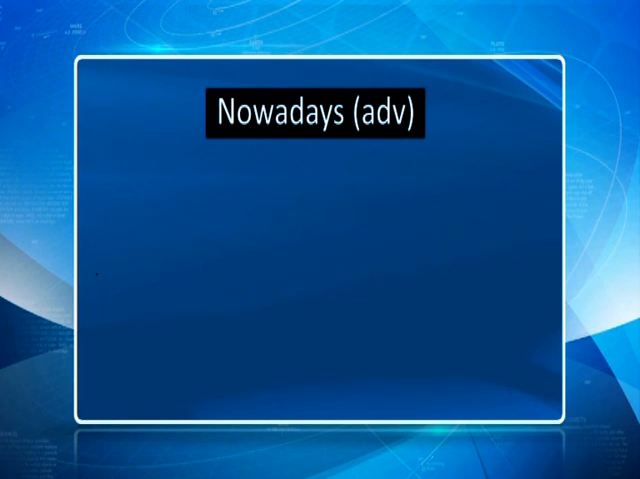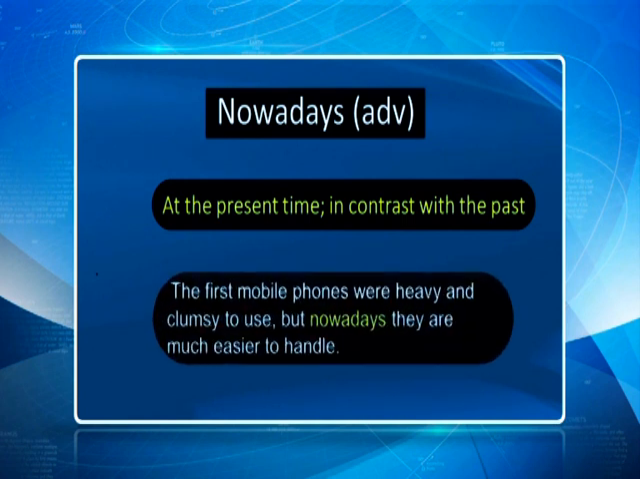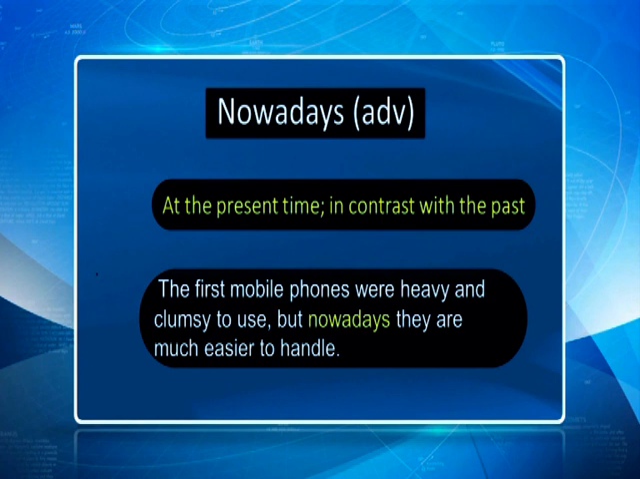Nowadays is an adverb, which means at the present time, and it is in contrast with the past. We say nowadays, simply it is at the present time. A sentence illustrating this word is, the first mobile phones were heavy and clumsy to use, but nowadays they are much easier to handle. And this is, of course, true.